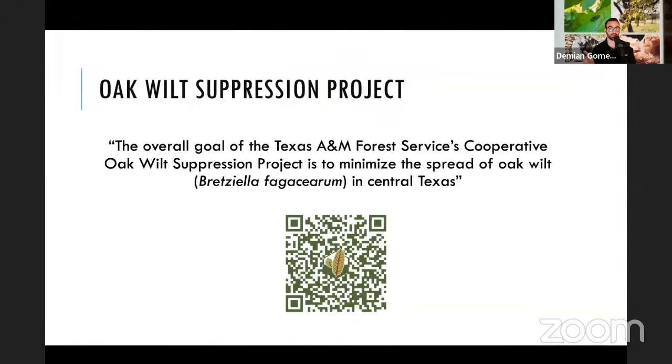And for that reason, we've been running, as part of the Texas A&M Forest Service, what we call the oak wilt suppression project. This is based on federal funding, and it's a project that has been going for around 35 years. The goal of the project is to minimize the spread of oak wilt in Central Texas. And you can follow that QR code. It's going to take you to some of the details and more information about the project.